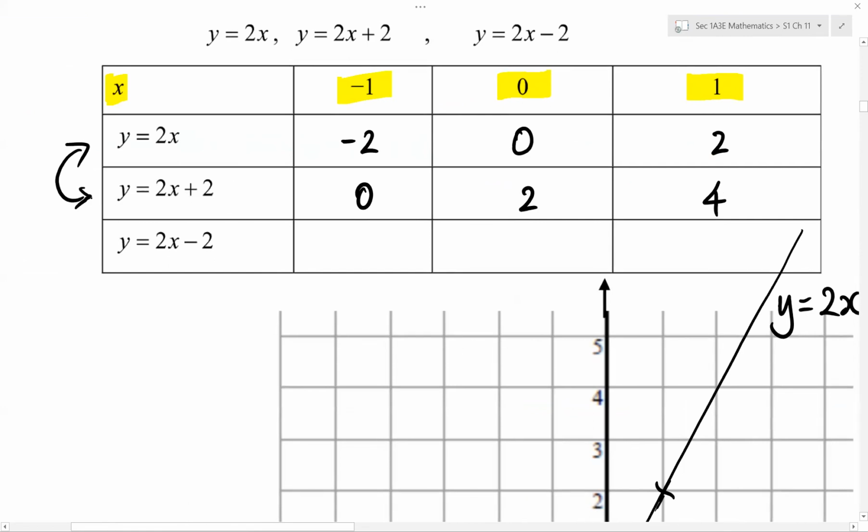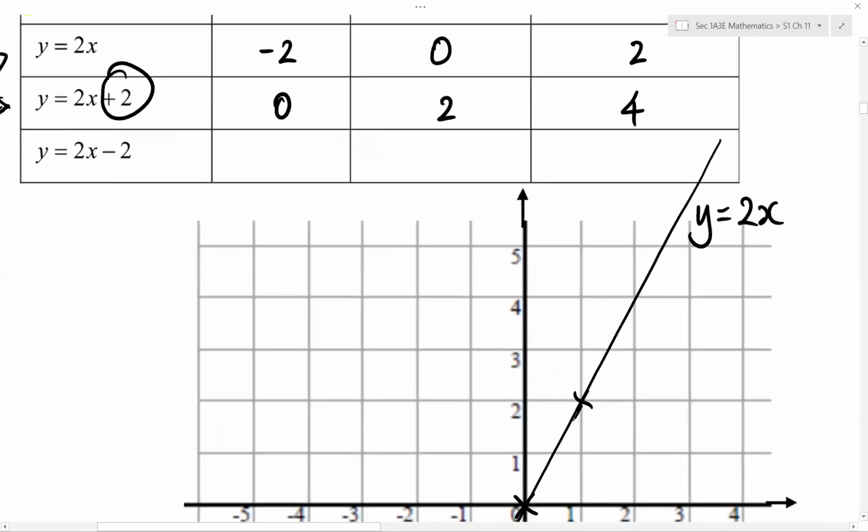How do they compare? For the y values, it's just a plus 2. We just plus 2, and it came from this part of the equation. We're just adding 2 for the same x value. Let's see what it means on the graph.